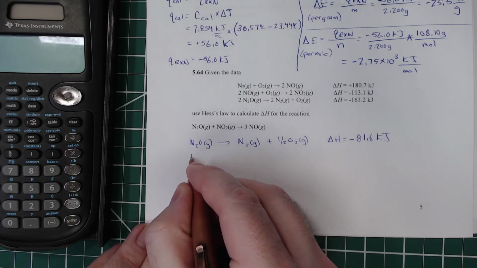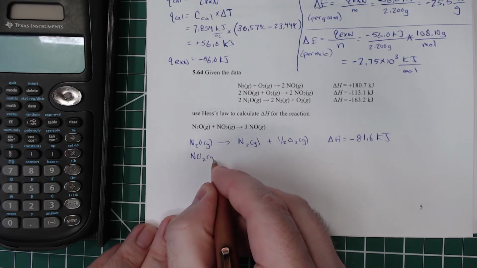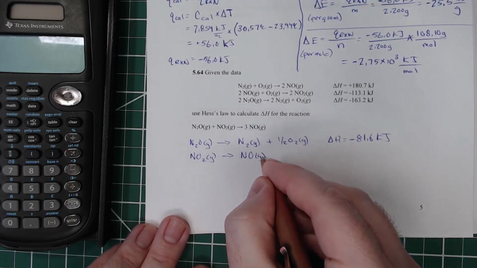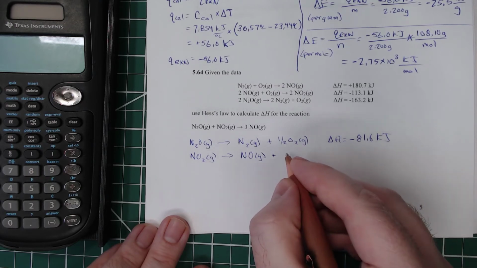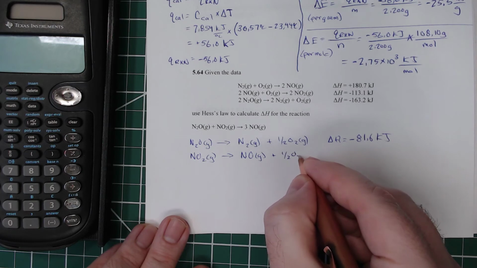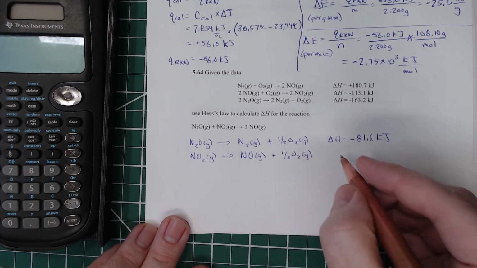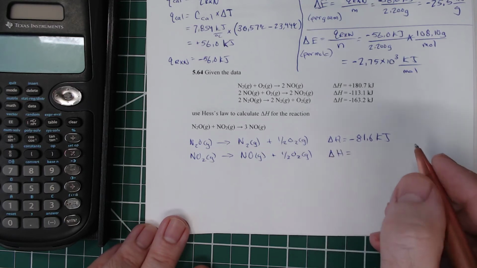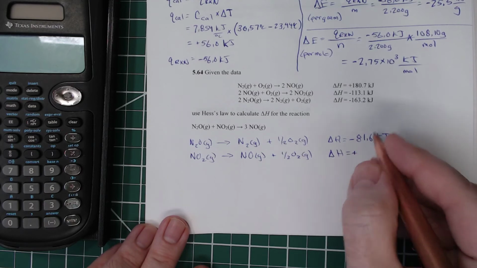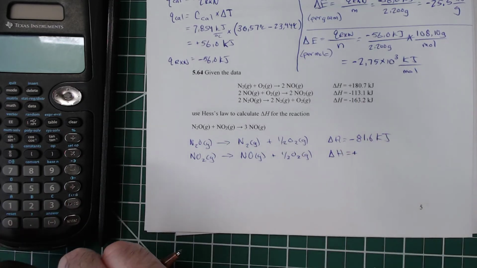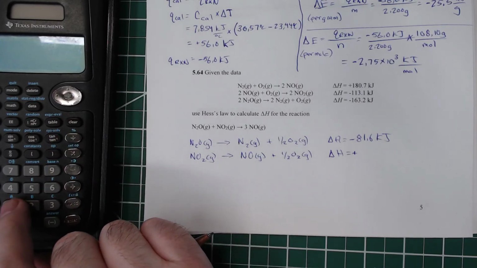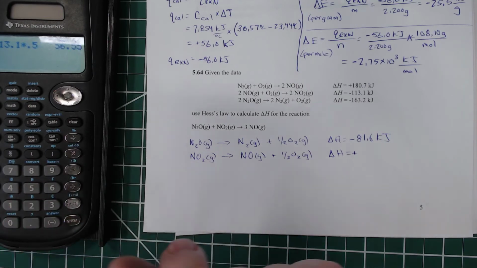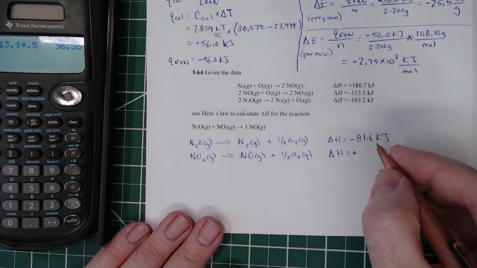So when we change the direction, we get NO2 gas, and that gives us NO gas plus 1/2 of a mole of O2 gas. And then finally, writing our delta H. We changed the direction, that made it positive, and then we multiplied by 1/2. And here, 113.1 times 0.5 gives us positive 56.55.